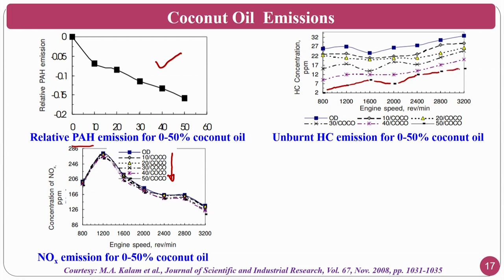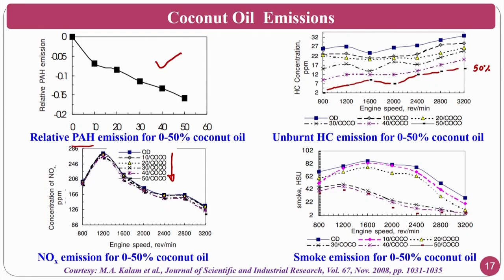You can see this one. This is the curve that represents 50% coconut oil. If you are going to mix the 50%, that means as it is increasing from 0 to 10 to 20, 30, 40 and 50, my hydrocarbons, which are dangerous from the environmental point of view, are going to reduce. That means hydrocarbon emissions are going to reduce. That is good from the environmental point of view.